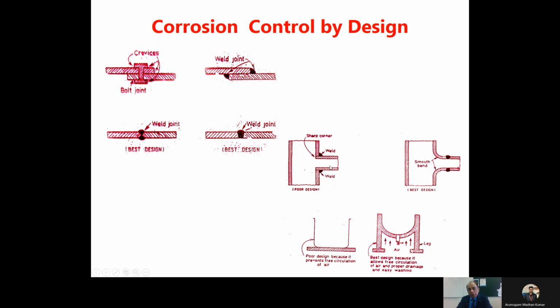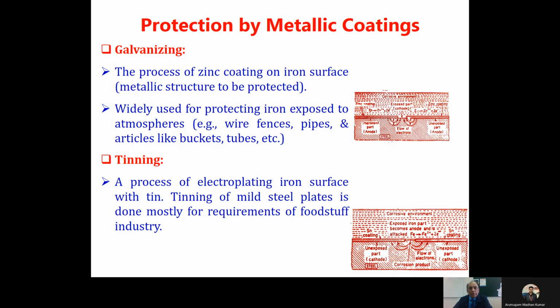Similarly, sharp corners are dangerous for corrosion, because dust or some material can be deposited there. So when you construct a design, the corners should be smooth. Smooth corners are always desirable in design. We can also control corrosion by coatings like galvanizing. Galvanizing means coating zinc on the iron surface, and you can also protect the iron by tinning, which means applying a tin coating on the iron surface. So these are important methods for corrosion protection.